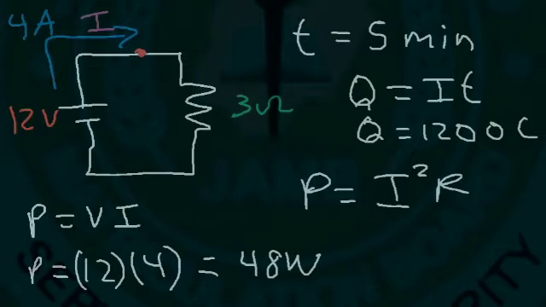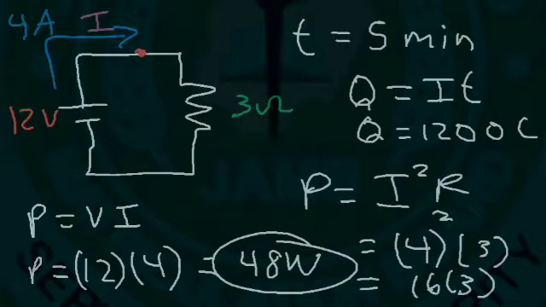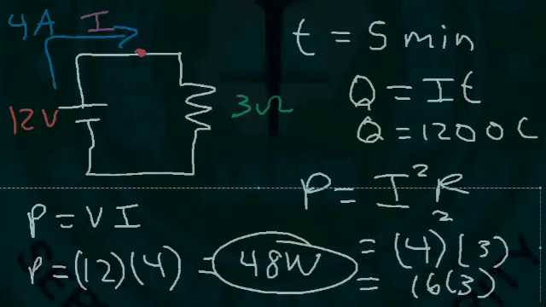Let's use this form of the power equation, P equals I squared R, which we derived earlier in this video. The current that flows through the resistor is 4 amps, and the resistor has a value of 3 ohms. 4 squared is 16. 16 times 3 is 48. So notice that the circuit is balanced. The battery delivers 48 watts, and the resistor absorbs 48 watts. Everything must be equal.